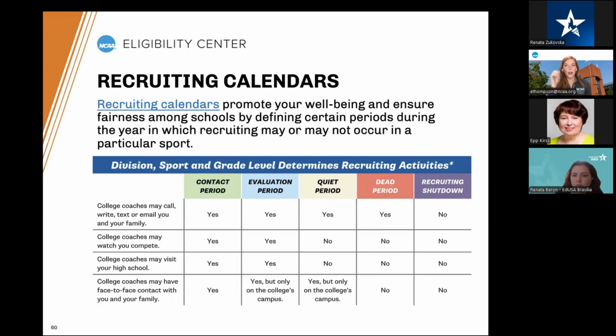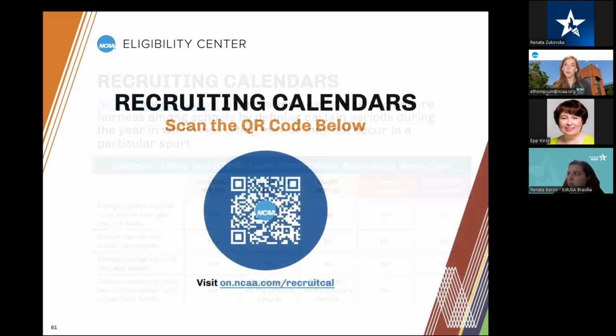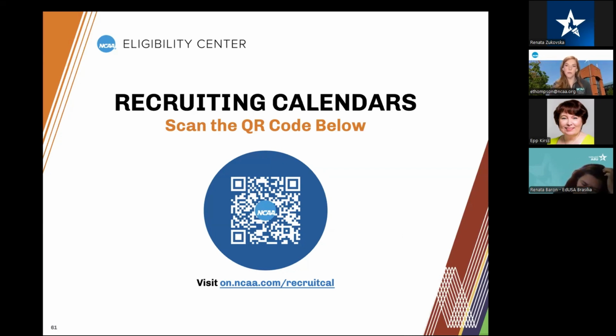So if you're wondering why you aren't hearing from a coach, it might be that you're too young in the recruiting process, or it's a time of year that they're not allowed to be recruiting. So just keep that in mind and do the research for your sport when determining if coaches are able to respond or maybe why they haven't responded. You can scan the QR code here in order to access those recruiting calendars, again, by division, by sport for each division.